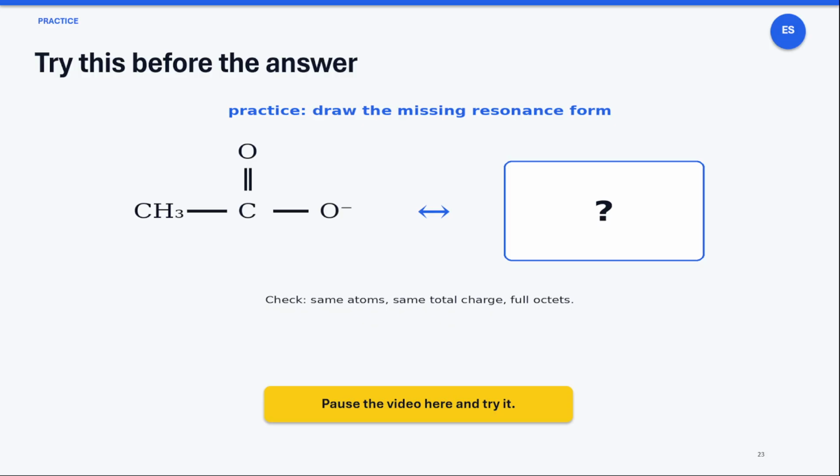Check 3 things: same atoms, same total charge, full octets. The lone pair on the negative oxygen can move toward the carbon to form a pi bond. But if that happens, the carbon-oxygen pi bond has to move on to the other oxygen.